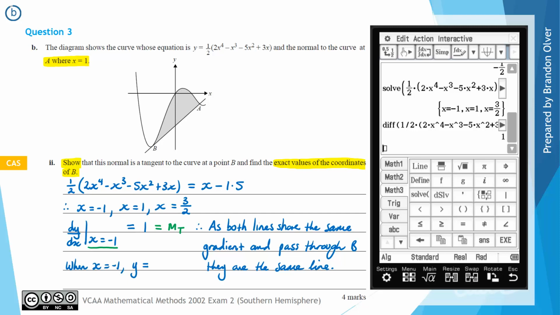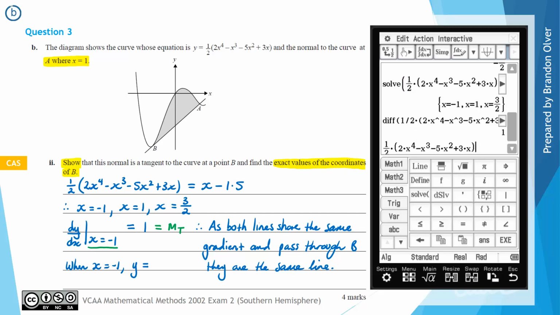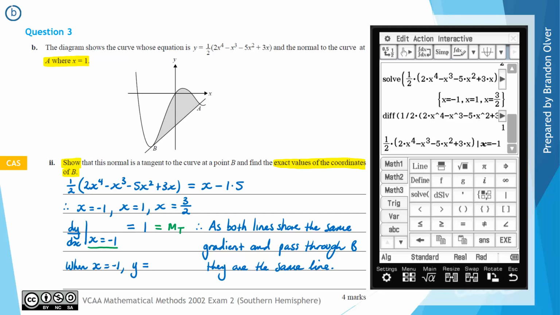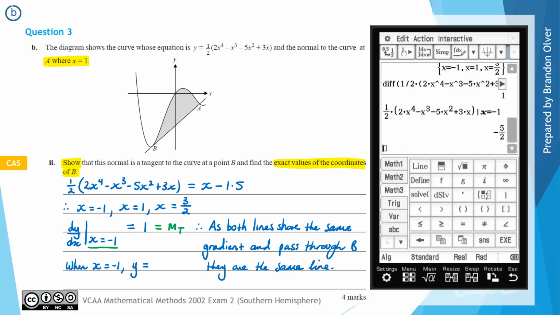And now on the calculator, we want to calculate the value of y for our polynomial. So we'll drag this down when x is equal to -1. So again, we can use that straight up and down line in Math 3 to substitute x equals -1 in efficiently. And the calculator gives us that that is -5 divided by 2, which means that the coordinate of B is going to be -1, -5 over 2.